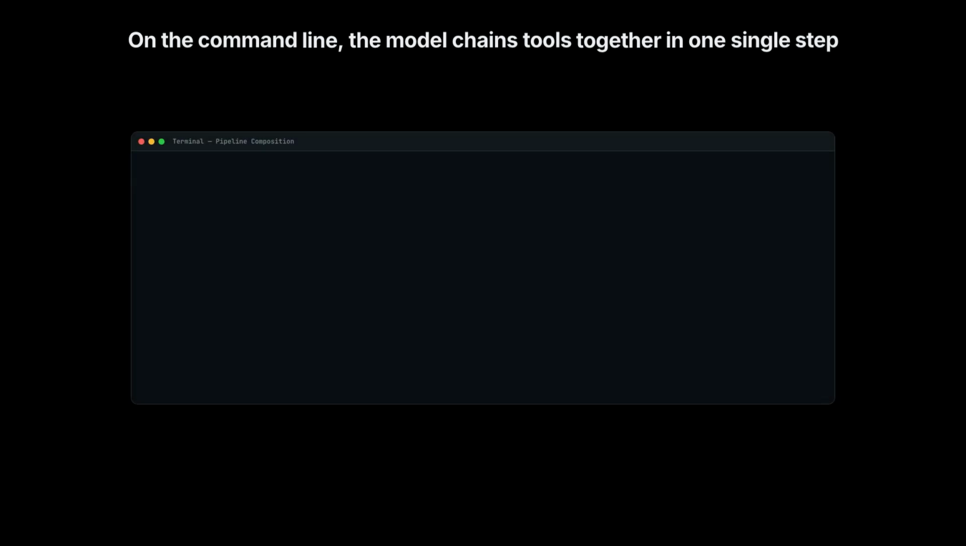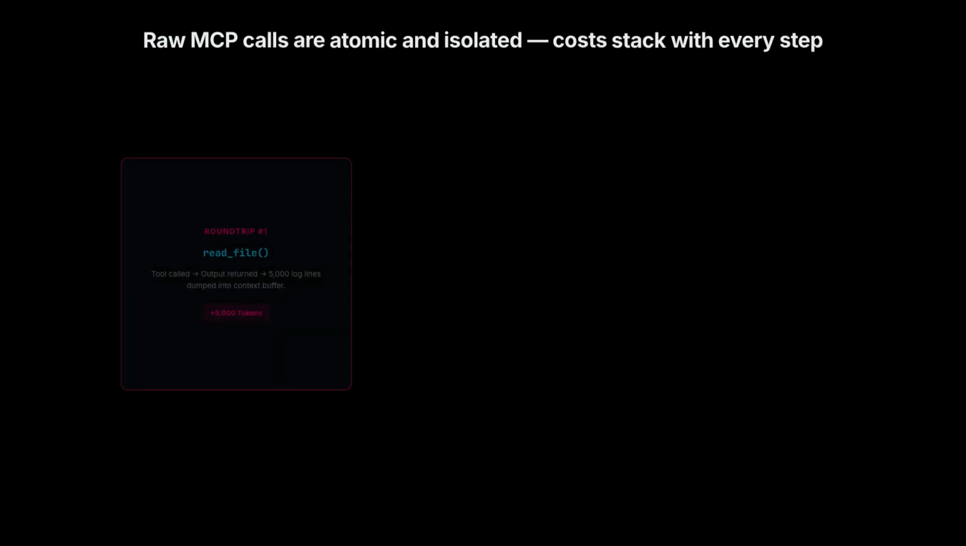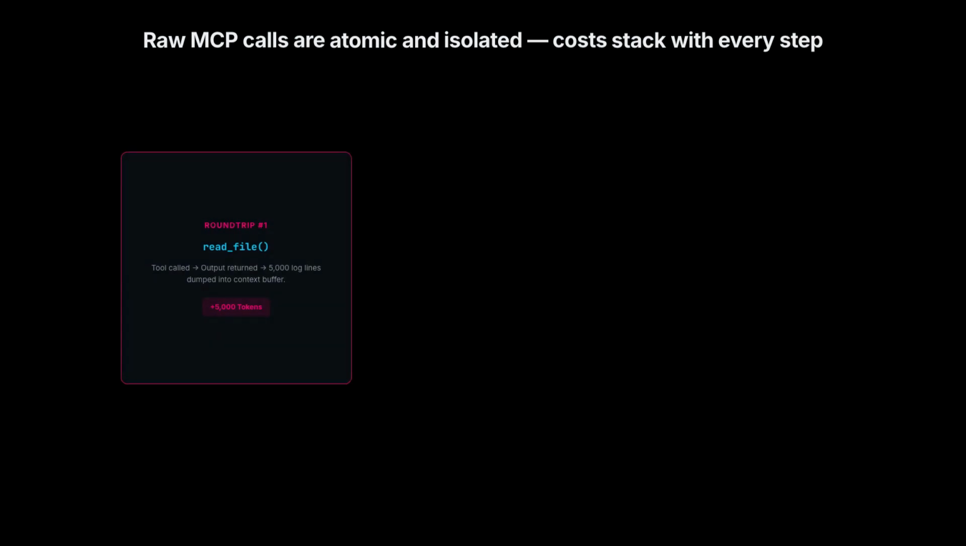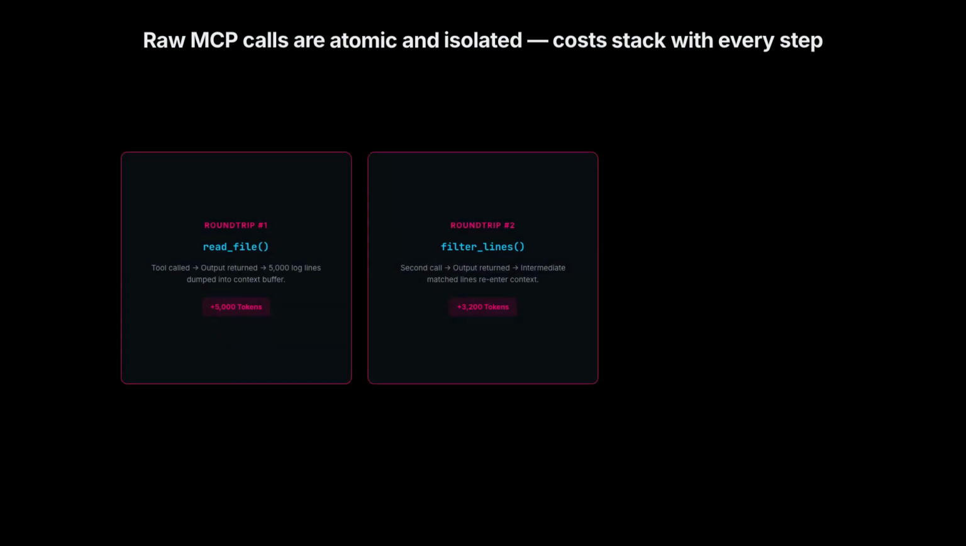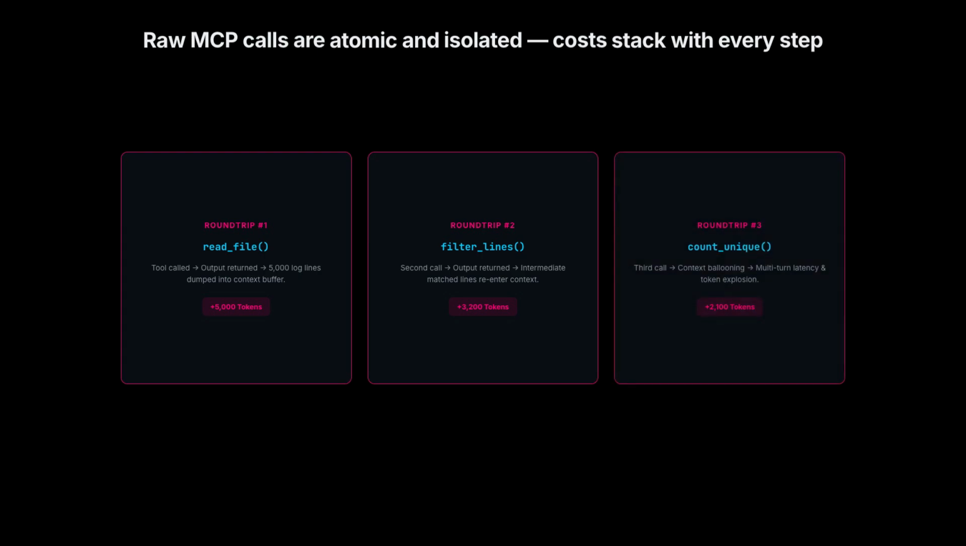The second loss is composability. This is the ability to chain tools together in one flowing action. On the command line, the model filters a log, sorts the lines, and counts the unique ones, all in a single command. One step, not 4. Raw MCP calls cannot do that. Each call is atomic and isolated, like pressing one button and waiting. To change steps, the model makes several round trips. Every intermediate result re-enters the context. The costs stack with every step.